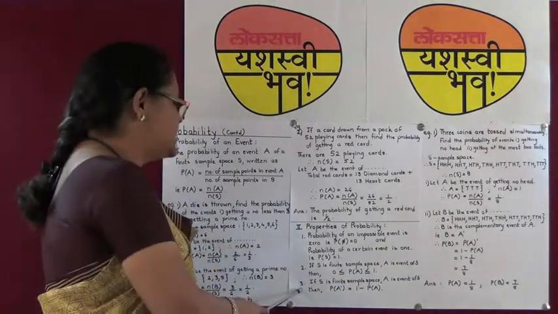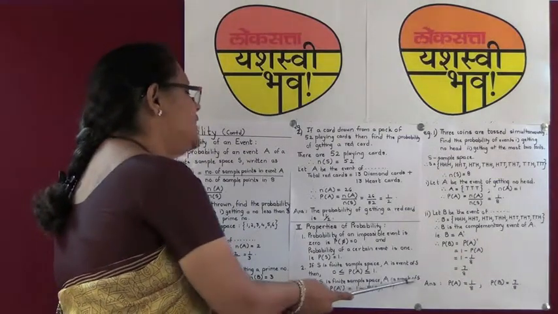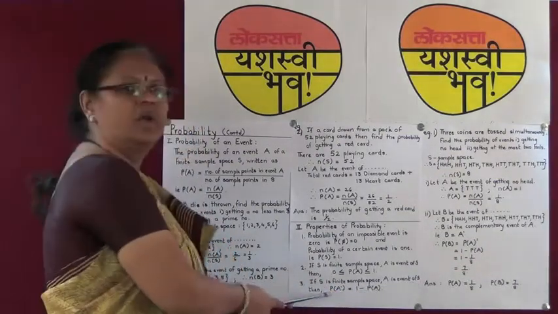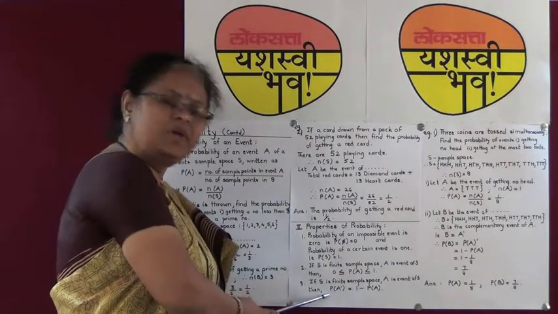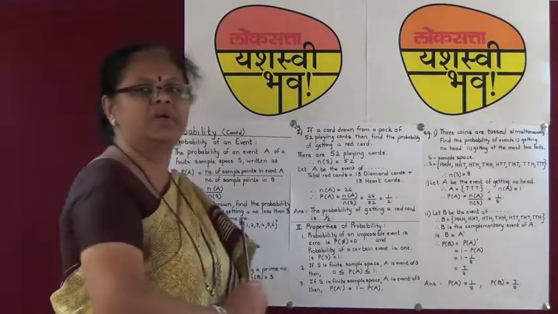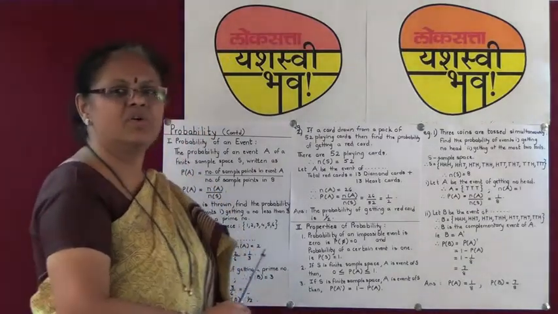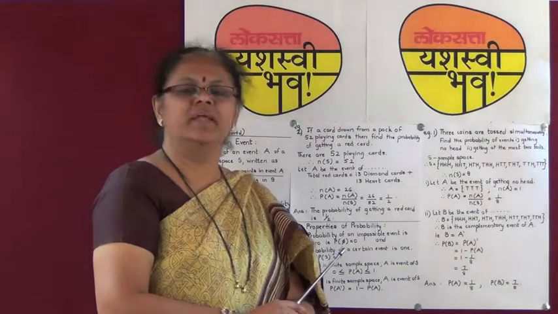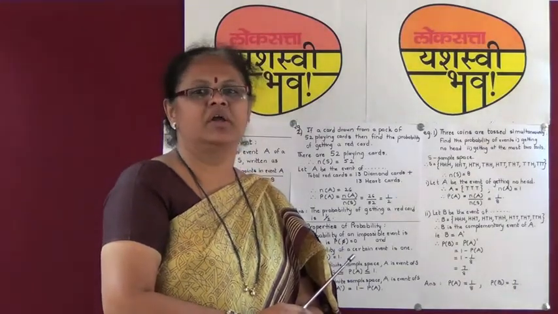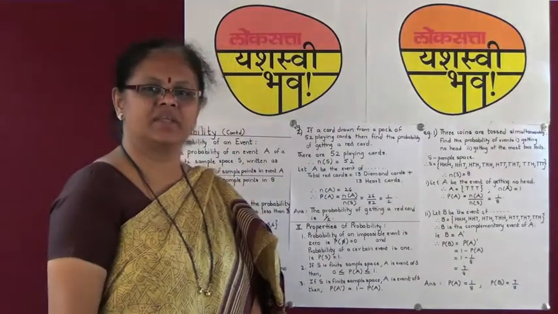And the third property states, if S is the finite sample space and A is an event of S, then the probability of the complement of event A is equal to 1 minus the probability of event A. Do not worry about these properties because they can be easily understood through examples. Let us see one example related to the same.